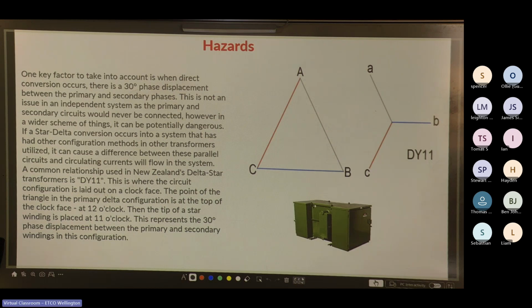So the first and last transformer, usually in a transmission system, will be a delta star at the consumer end and a star delta at the generation end. And for the most part, throughout the network, it will always be delta delta, which reduces the need for the neutral or star point.